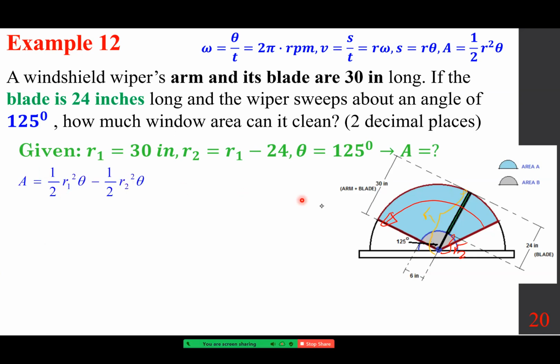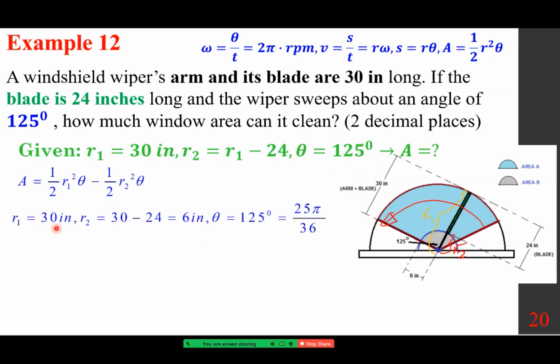So as long as we understand the concept, it becomes a piece of cake. So I hope you realize the given and the concept. And everything is written here. Of course, theta must be changed to radians. Okay, so R1 is 30. R2 is 30 minus 24, 6 inches. And theta is 125 degrees, and we change it to radians by multiplying by pi over 180.